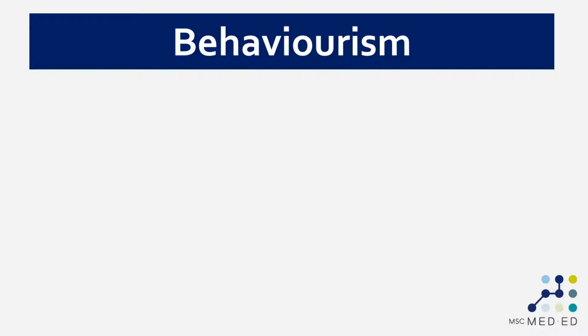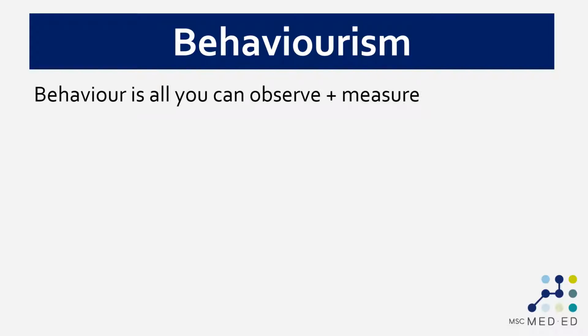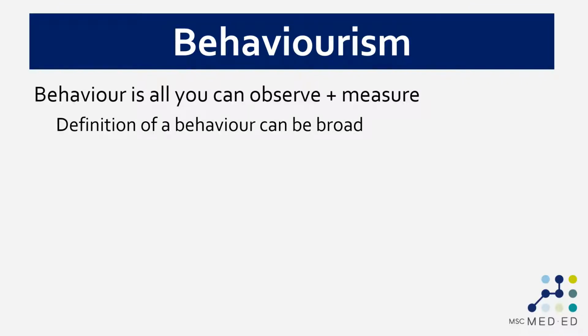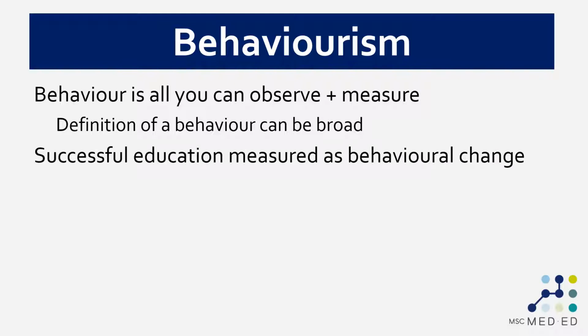I'm going to spend a couple of slides describing some of the basic principles of behaviorism. Perhaps the most important is the statement that behaviour is all you can observe and measure. A definition of a behaviour can be broad. It can include things like attending a lecture, attending a class, taking an assessment, passing an assessment. All of these are things that we can observe and measure. Successful education then can be measured as a behavioural change, an increase in assessment scores, an increase in attendance, a measure of engagement, and so on.